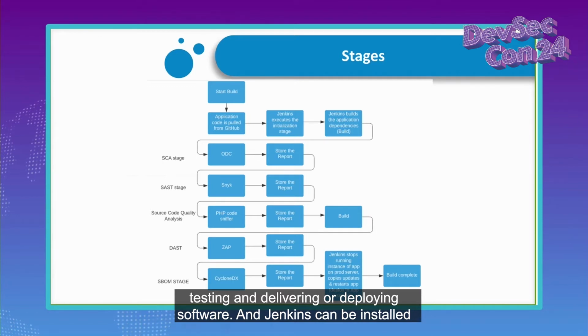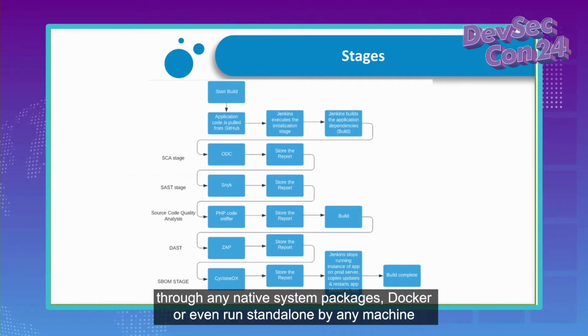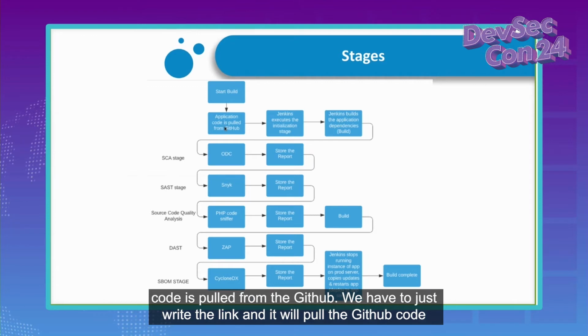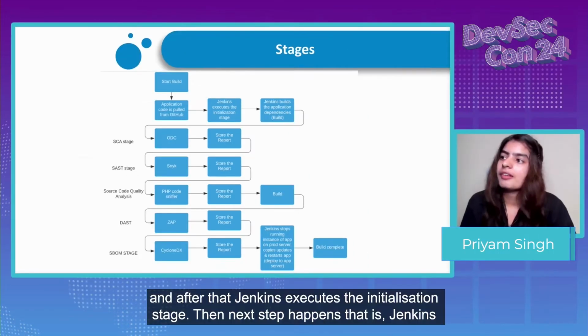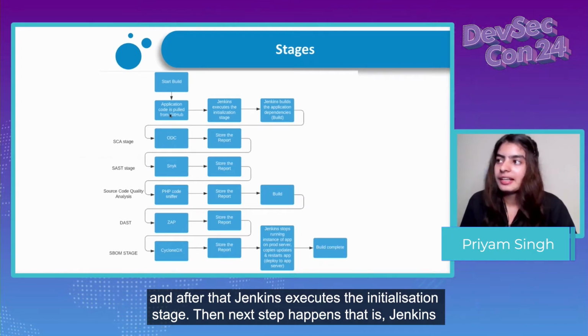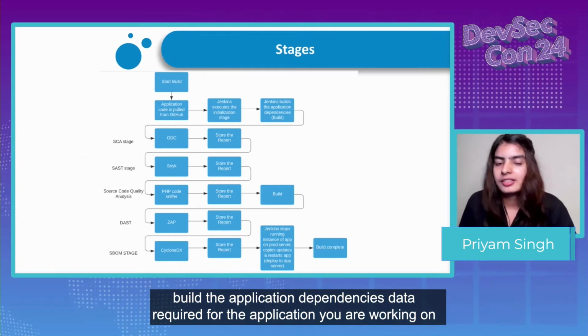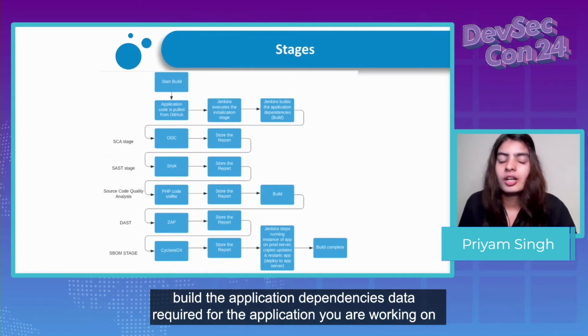And Jenkins can be installed through any native system packages, Docker, or even run standalone by any machine with a Java runtime environment, that is JRE, installed. So after the start build, application code is pulled from GitHub. We just have to provide the link and it will pull the GitHub code. After that, Jenkins executes the initialization stage. Then the next step happens, that is Jenkins builds the application dependencies that are required for the application or the software you are working on.